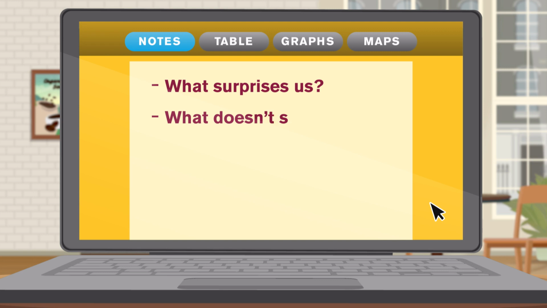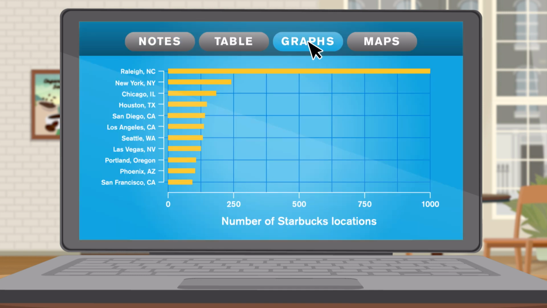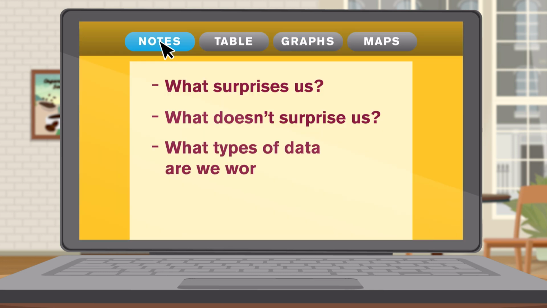To turn that initial thought into a story worth telling, we can rely on some big picture guiding questions, like what surprises us, or what doesn't surprise us. Findings that subvert our expectations or back up an inkling can make compelling data stories. Like Raleigh, North Carolina has 1,000 Starbucks? That seems like a lot. Next, what types of data are we working with?